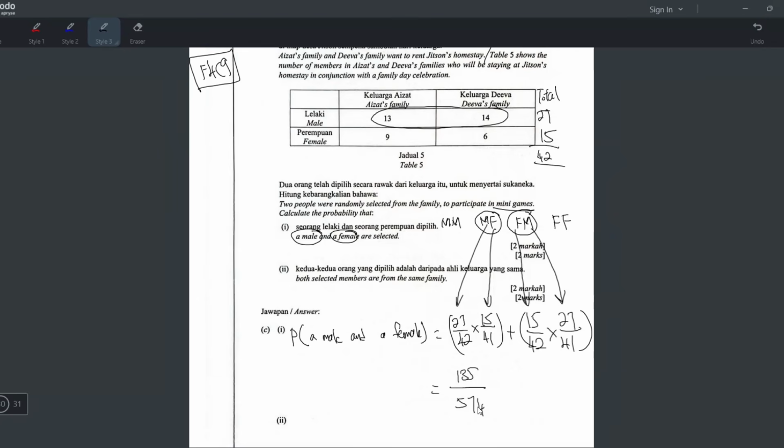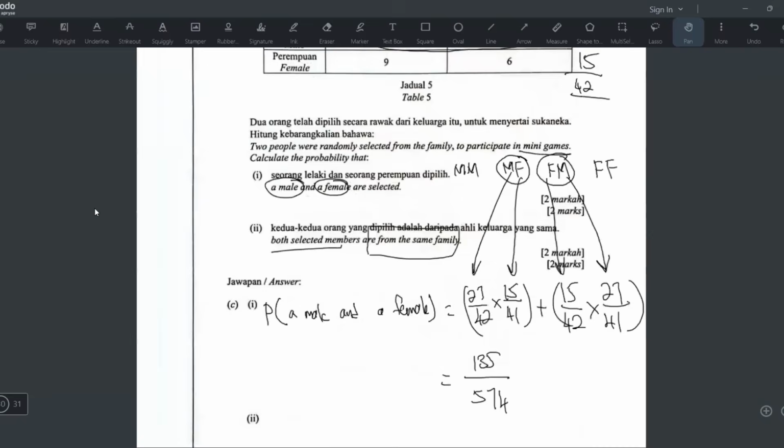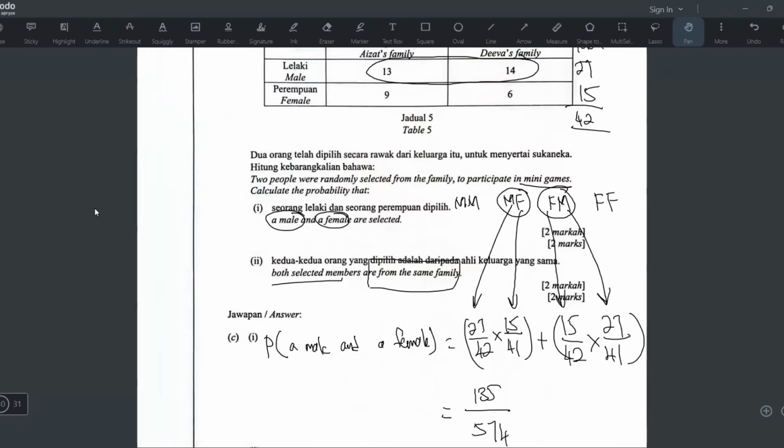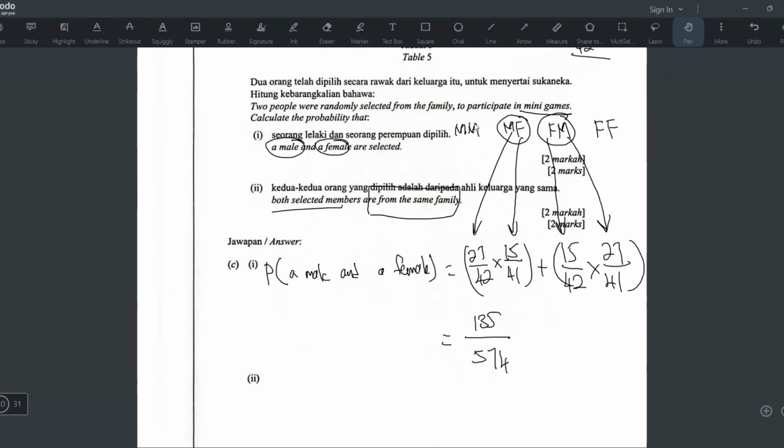Okay. All right, let me double check a bit. Yeah, correct. Okay, now let's do B2. Both selected members are from the same family. Okay. All right, what's the meaning of getting the same family? That means we don't care about whether it's male, female now. We only care about them being from the same family. That means your possibilities are not male male, male female, female female, female male.